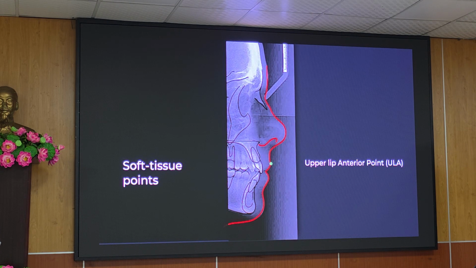So we come to the lower part of the face now.